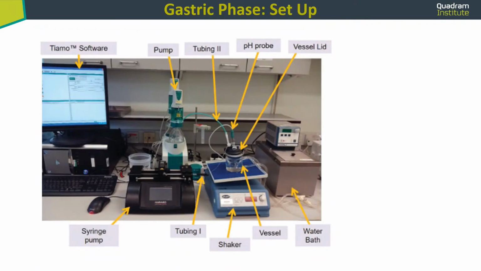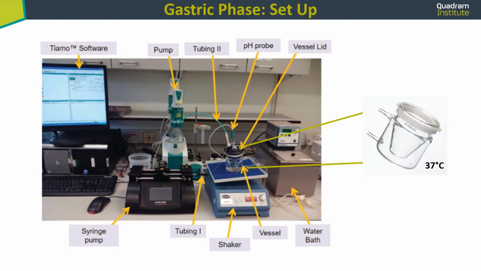This is an example of a setup of the model of the gastric phase. The sample after the oral phase is placed in this vessel with a thermostat jacket, which is kept at 37 degrees using a water bath.